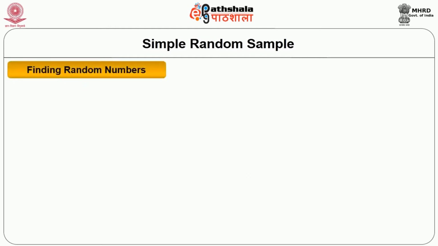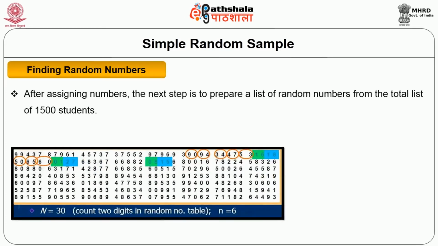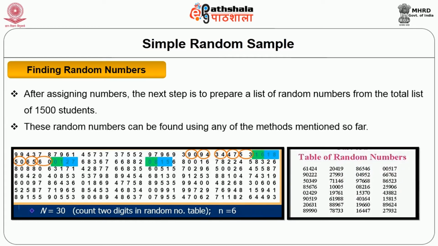The fifth step is finding random numbers. After assigning numbers, the next step is to prepare a list of random numbers from the total list of 1500 students. These random numbers can be found using any of the methods mentioned so far.